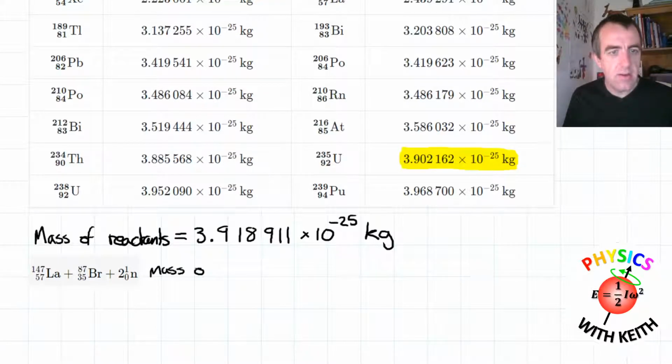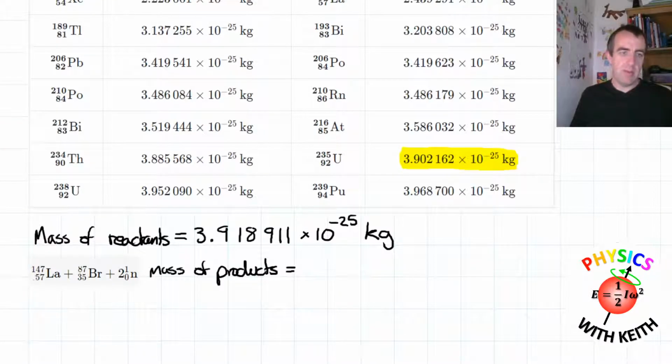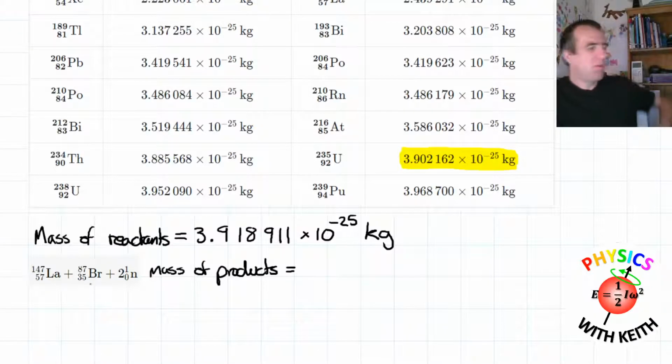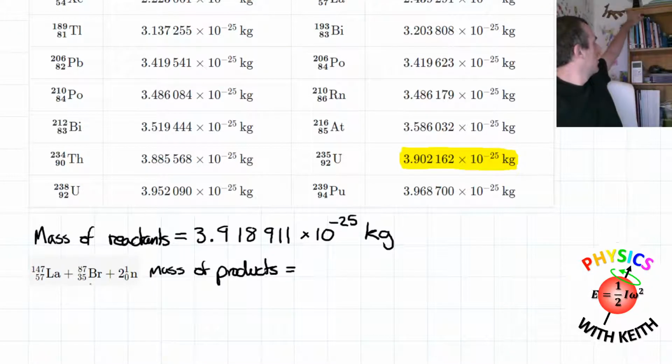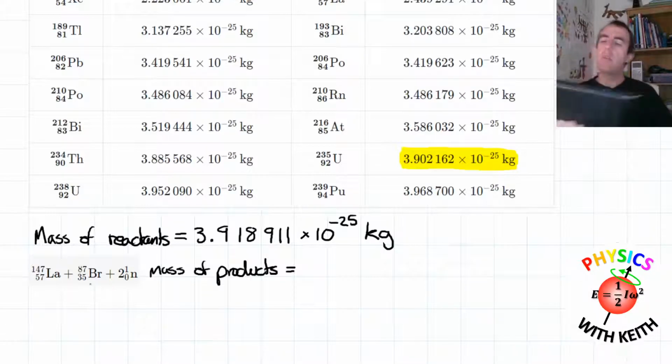And I'll write down mass of the products. Now, in an exam situation, I might even write these numbers down. Mass of 1 lanthanum 147, mass of 1 beryllium, I think that's beryllium, it might be boron. Wish I knew the periodic table. It is a source of embarrassment for me. I'm not that bothered. No, it's not boron. Boron's just a B. What's the matter with me?